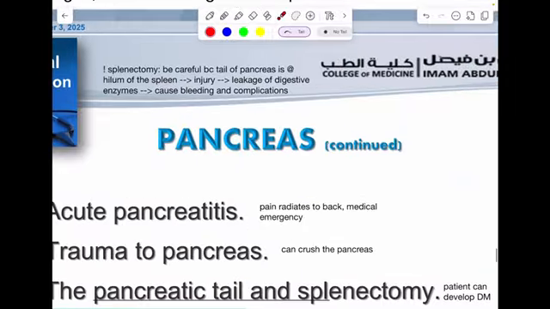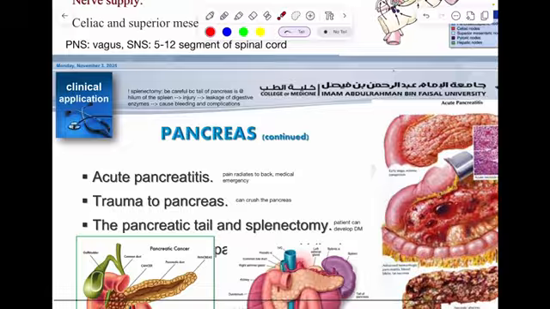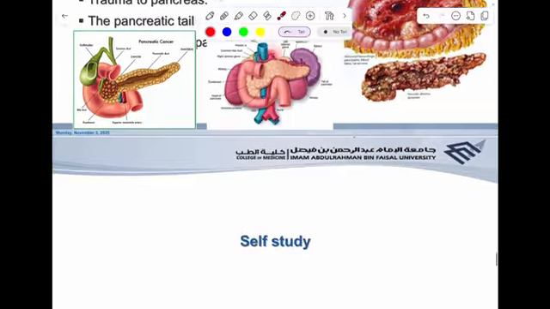بعدين زي ما شفنا بالمحاضرة, if we have a splenectomy, we have to be careful at the tail of the pancreas because it's found at the hilum of the spleen. If it's injured, we can have leakage of digestive enzymes, and this can cause bleeding and complications.